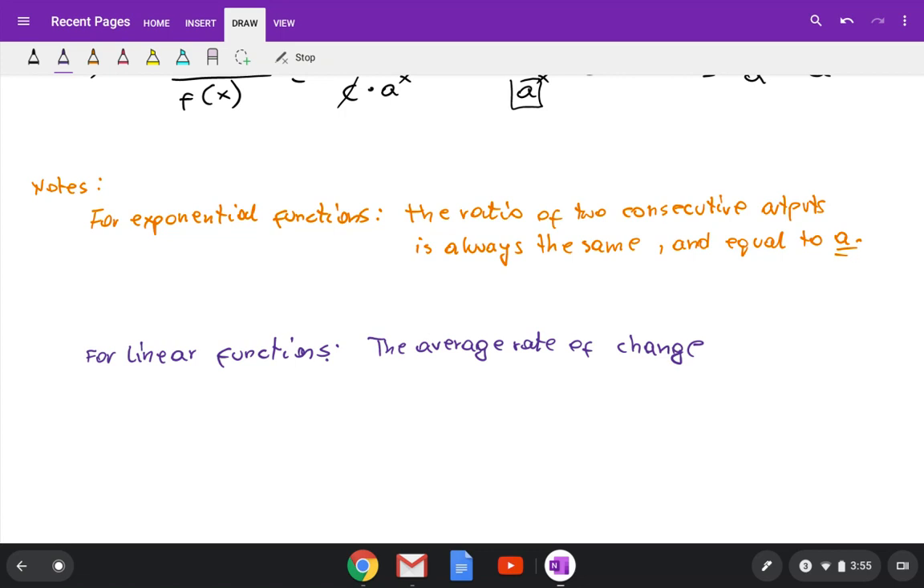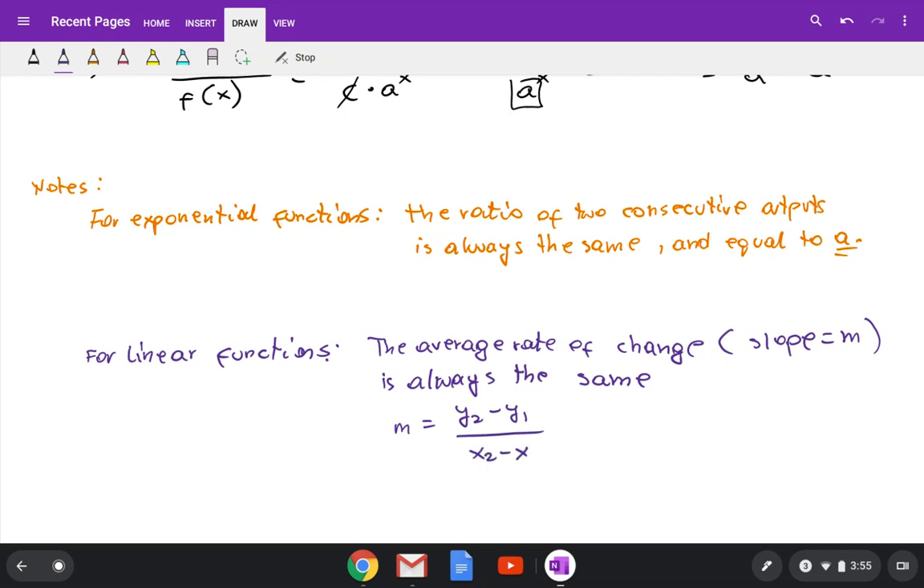Average rate of change, this is just slope. Okay, that's our m. Average rate of change is always the same. So let's review the slope formula: y2 minus y1 over x2 minus x1. So this is the slope formula.